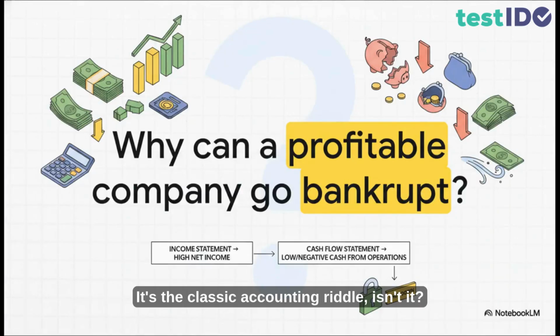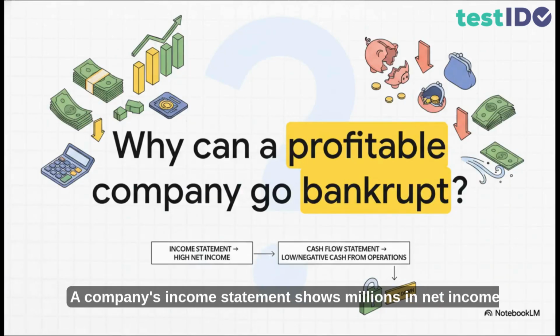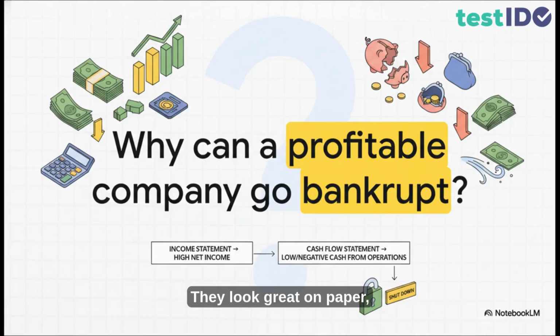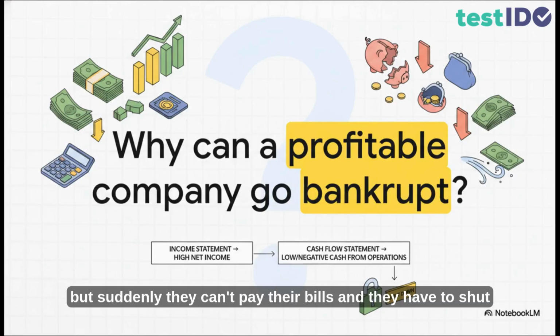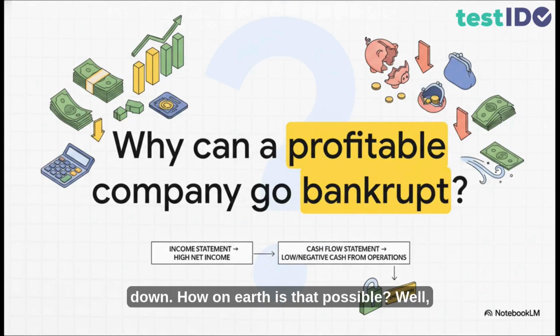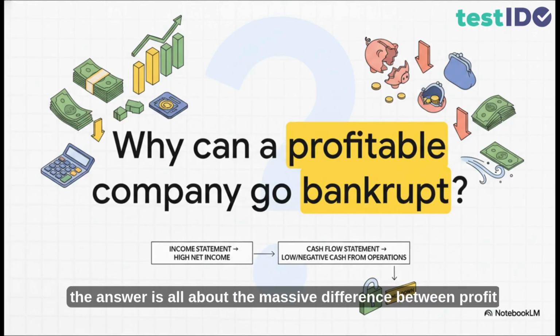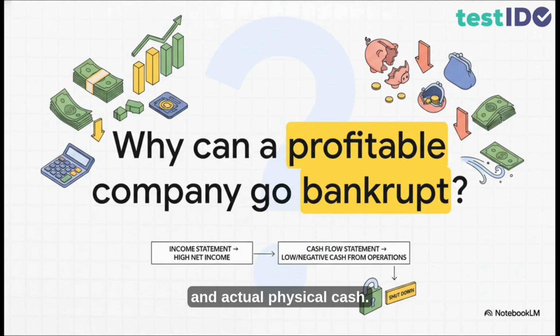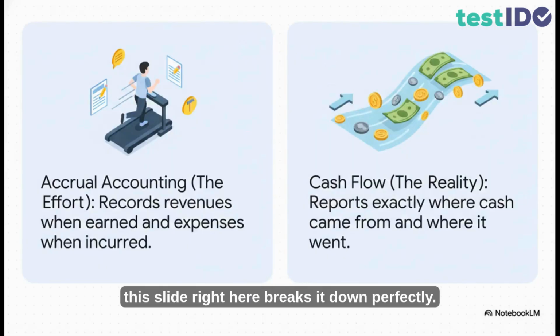It's the classic accounting riddle, isn't it? A company's income statement shows millions in net income. They look great on paper, but suddenly they can't pay their bills and they have to shut down. How on earth is that possible? Well, the answer is all about the massive difference between profit and actual physical cash. And this slide right here breaks it down perfectly.